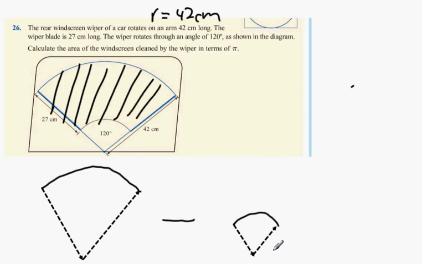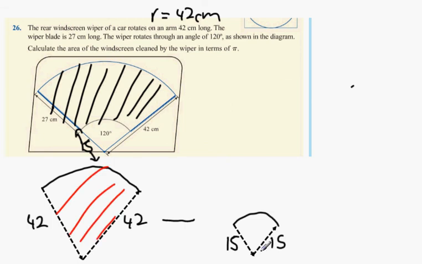So 42 minus 27 is 15. The length of the small one is 15, okay? So that's 15, 15. This one here is 42 and 42. So what we need to do is get the red area and take away the blue area, and this in turn will leave the green or black area, okay? That's how we're going to go about doing this.